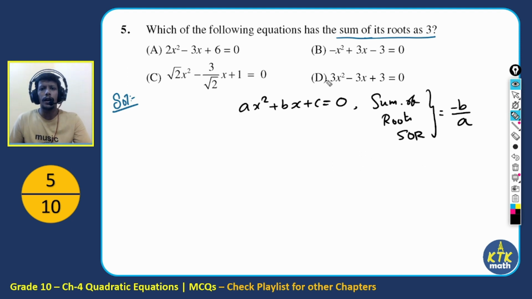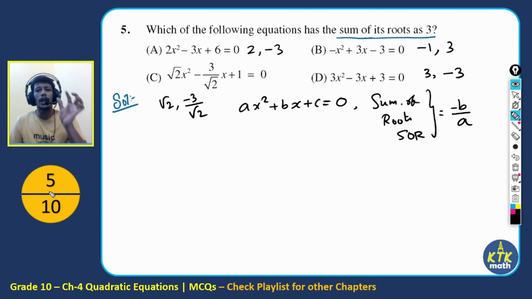Now you just write down what is a and b value for all these equations. Here a value is 2, b value is minus 3. Here a value is minus 1, b value is 3. Here a value is root 2, b value is minus 3 by root 2. Here a value is 3, b value is minus 3. Coefficient of x square, coefficient of x alone, you pick and write, because they are talking only about sum of roots. In case they are asking product of roots, then we should write it like c by a. I hope you know this.